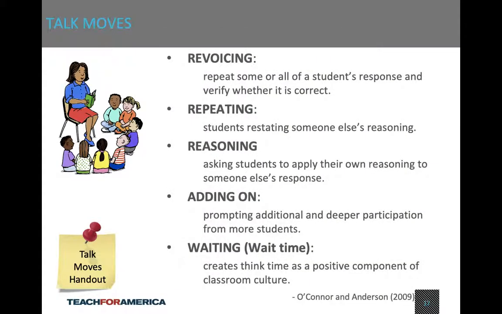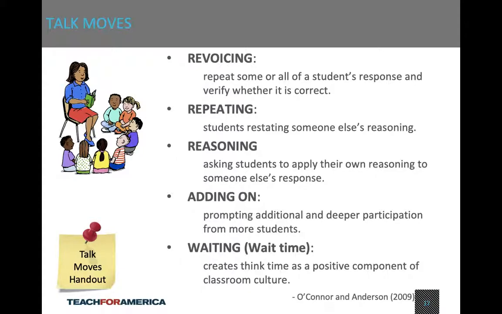Specifically, there's 5 ways that we're going to look at, and I want you to take a moment now and look at the slideshow as well as your handout. The 5 that we're looking at is revoicing, repeating some of the students' response to see if it was correct. Repeating, students restating someone else's reasoning. This is important to make sure students are also listening to what others are saying.